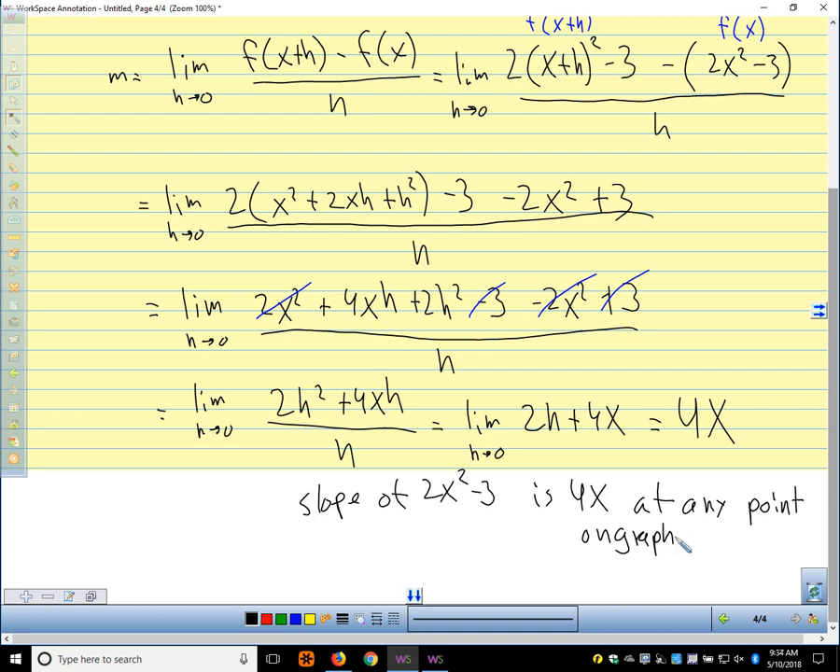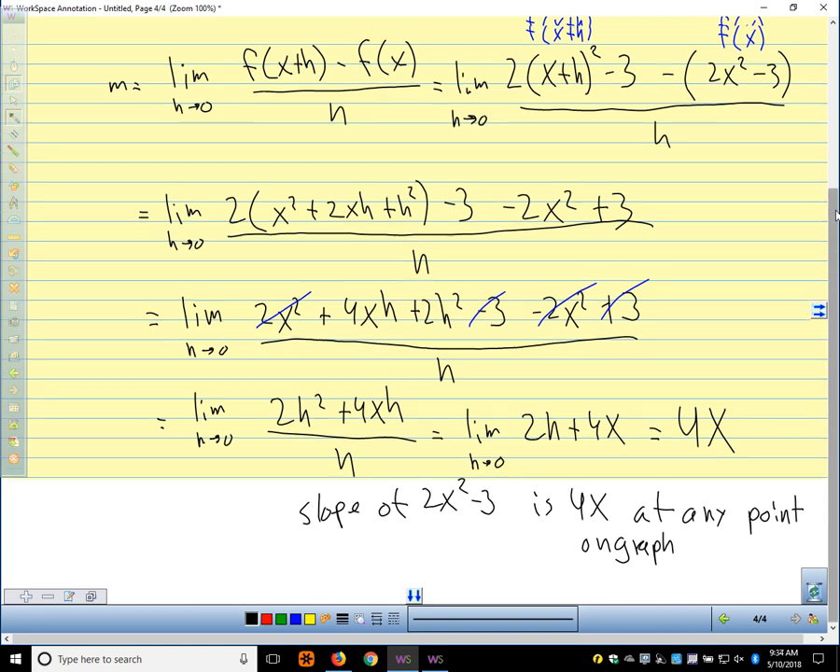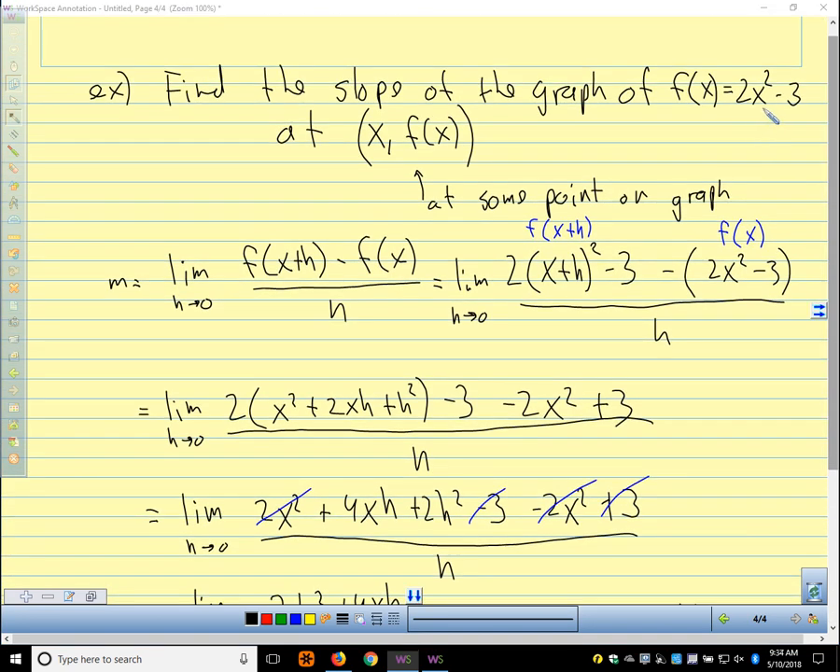Yes? So for questions like those, will we always have an x in our answer? Not always. Usually. Well, when is the slope 0? What x value makes the slope 0? What x value makes 4x equal to 0? 0. Where's the vertex of this parabola? Isn't it at 0, -3?